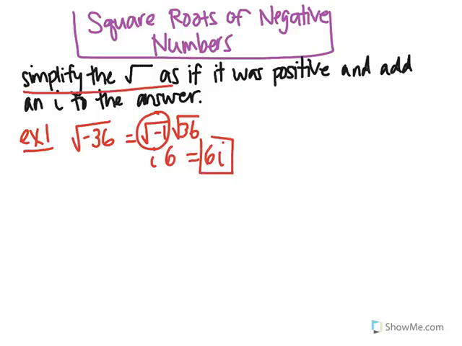Or you can use the hint that I just told you. So you just simplify the root. What's the square root of 36? It's 6, and because it's negative, tack on the i to it.